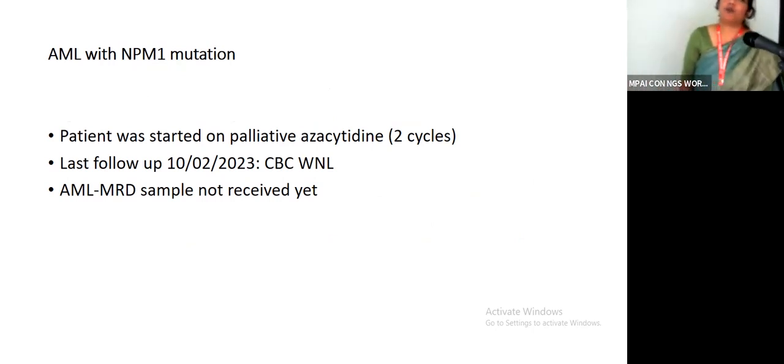This patient was started on palliative azacitidine. Two cycles have been received. The last follow-up peripheral blood count was normal. The MRD sample has not been received yet.